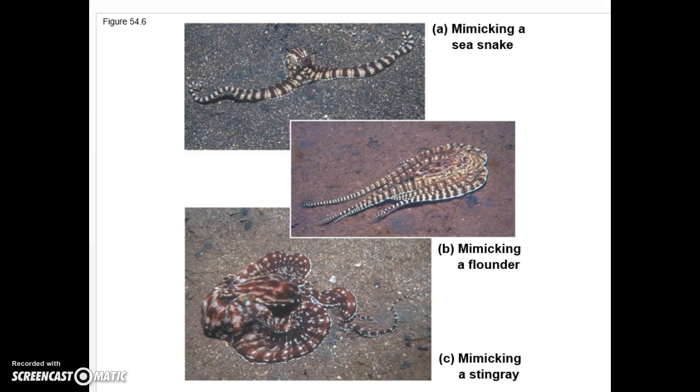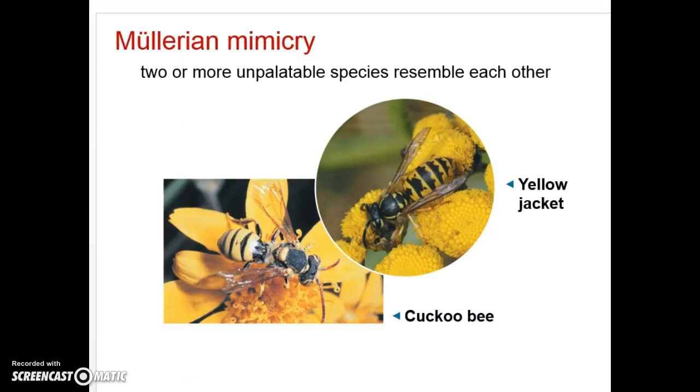Another type of mimicry is the Müllerian mimicry, and that's just when two or more unpalatable species resemble each other. So in this case, we have a cuckoo bee and a yellow jacket, and they're both unpalatable to a predator, and they have just over time evolved to be very similar in how they look, and that's just termed Müllerian mimicry.